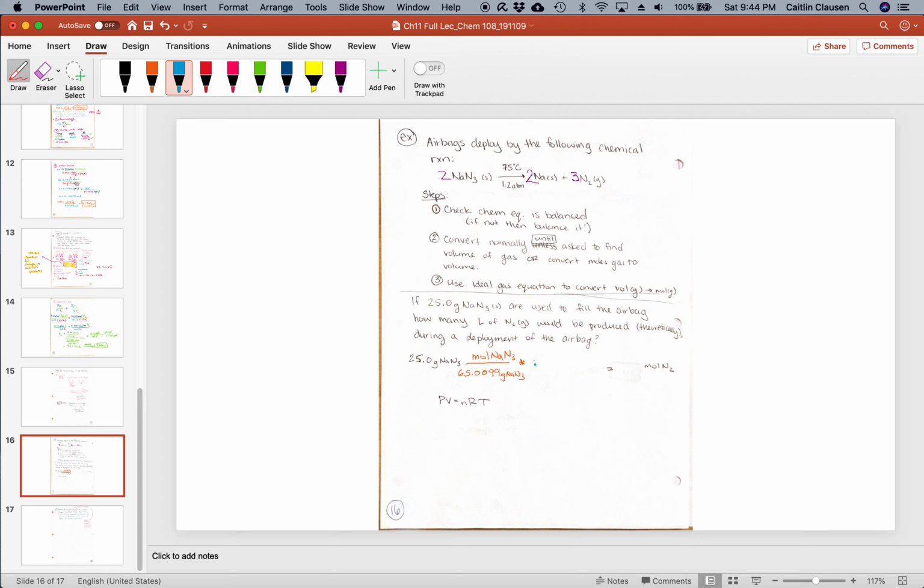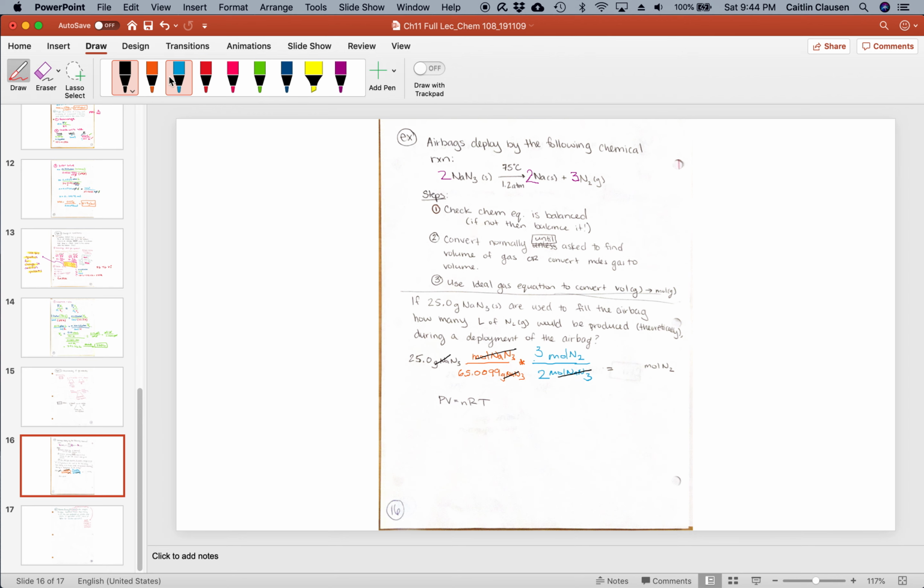So if I want to convert from moles of my reactant, sodium azide, to moles of N2 gas, well, for every 2 moles of my sodium azide, I get 3 moles of nitrogen gas. If I do this math, and I cancel out the units, double checking, grams cancel, cool. Moles of reactant cancel, I'm left with moles of product, and that is what I want for the nitrogen.